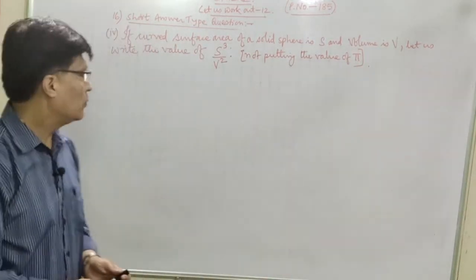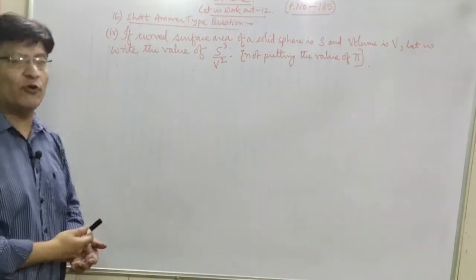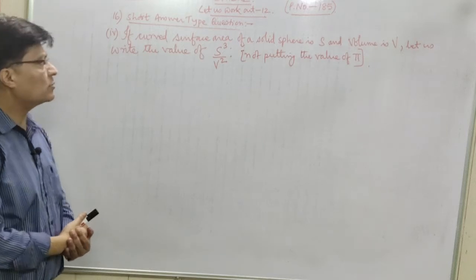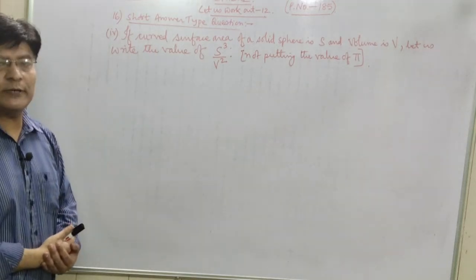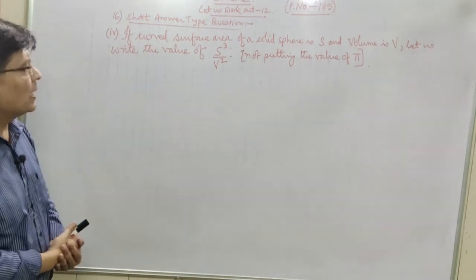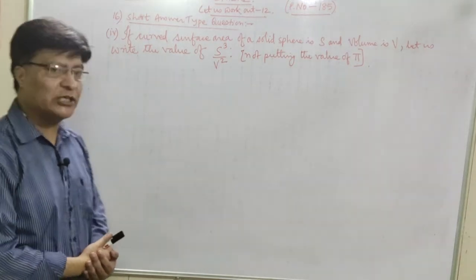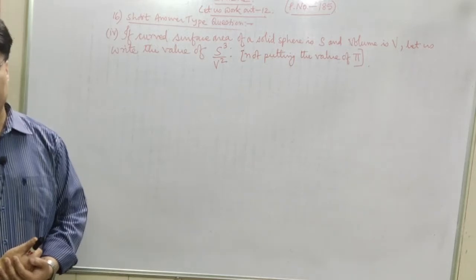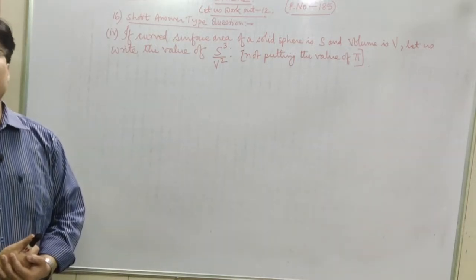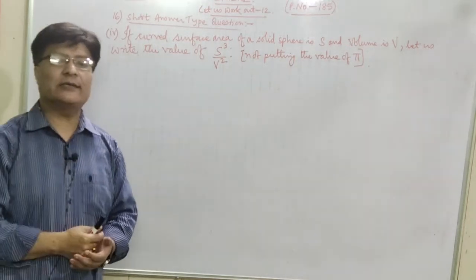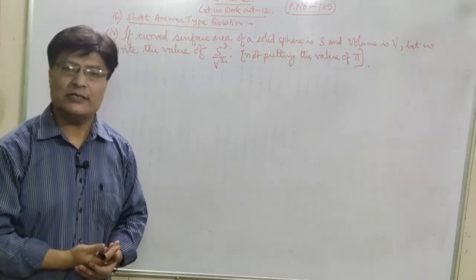So now we'll do the next question, that is question number 4. If the curved surface area of a solid sphere is S and volume is V, let us write the value of S cube divided by V square. So in the question it is given that S is the curved surface area of the solid sphere.